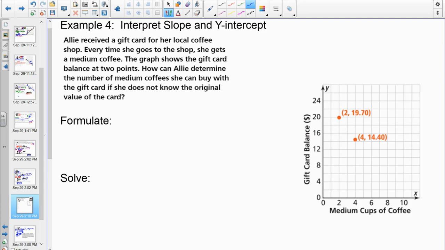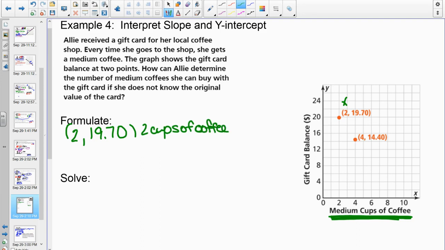In this case, y equals mx plus b. What do I know? Well, I know there are 2 points. I've got (2, 19.70). Let me look at my graph here. 2 is my x value. If I look at the x-axis label, that means how many cups of coffee. So I could write 2 cups of coffee.